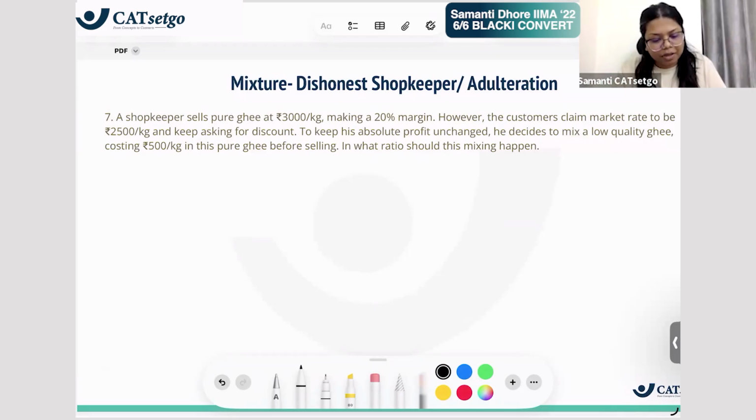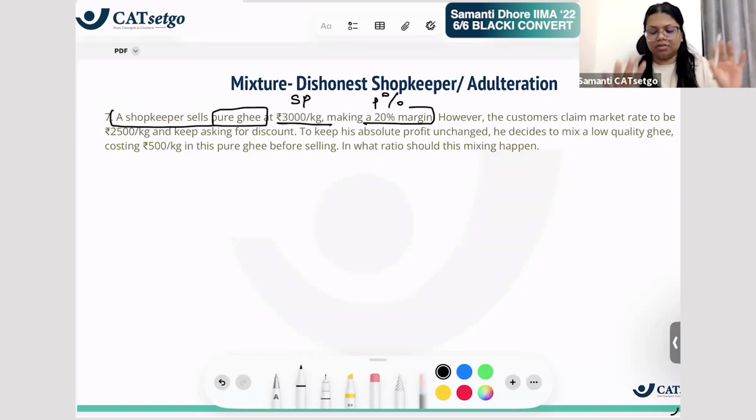So what happens? A shopkeeper sells pure ghee at 3,000 rupees, making 20% margin, right? Selling price, profit percent. Pause here. There's a full stop. You read the question already, but we can't solve everything together. Big questions, we solve one bit at a time. It says a shopkeeper sells pure ghee at this much price, at this much margin. So we know selling price and profit percent. We know two things, we can find the third thing. What is the third thing? Cost price.